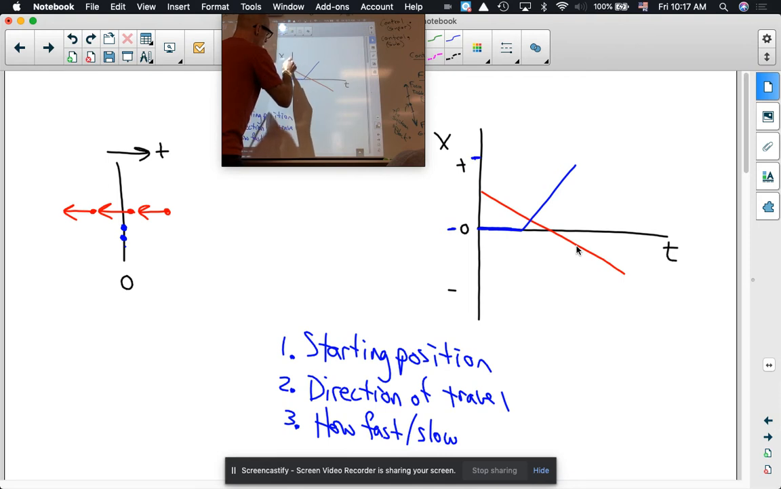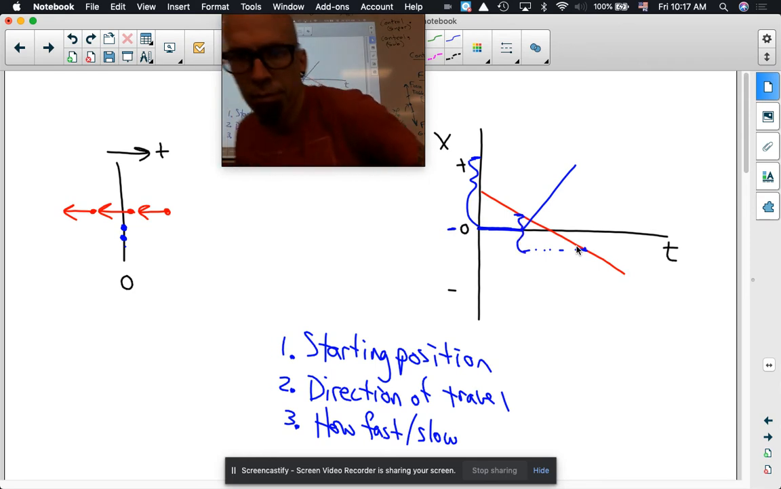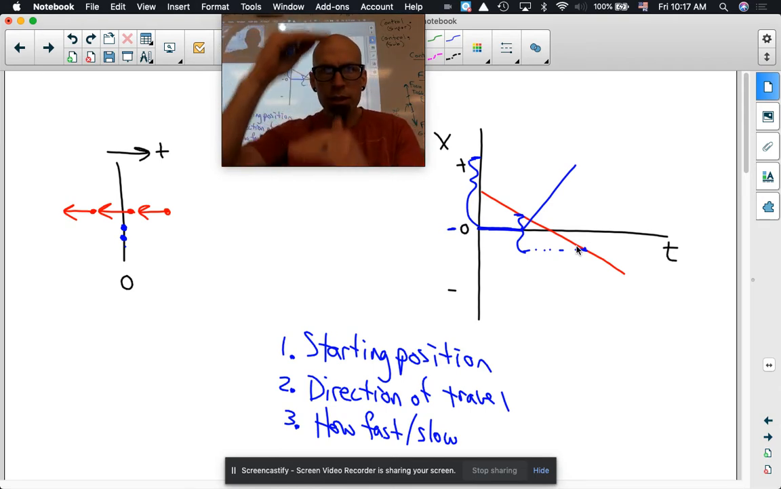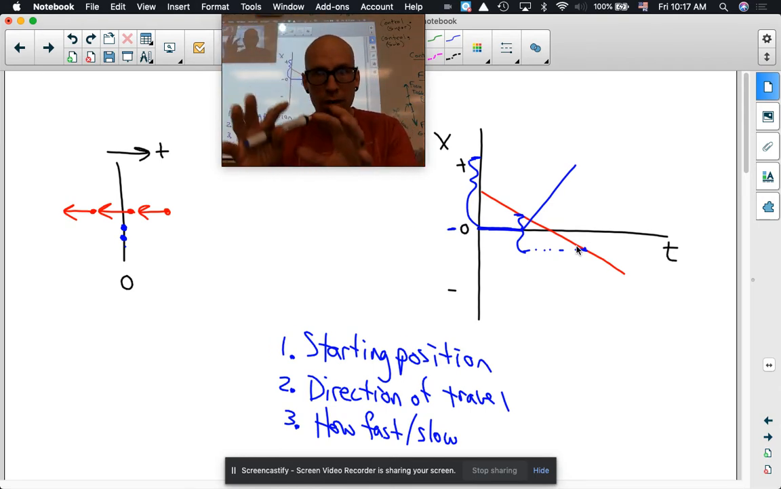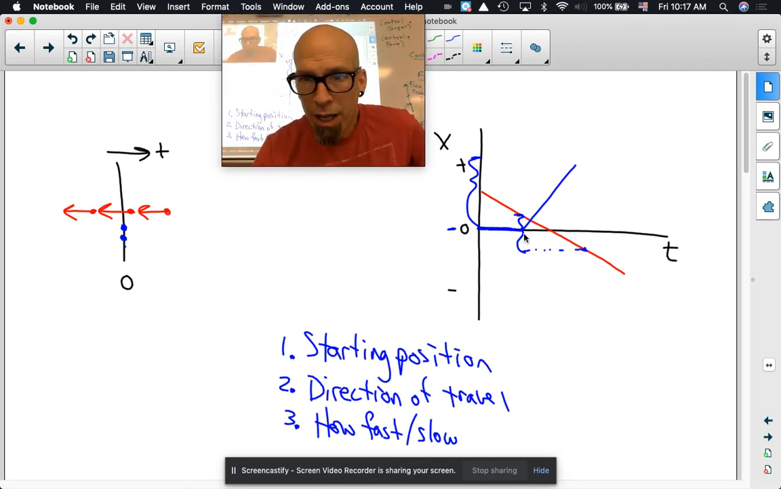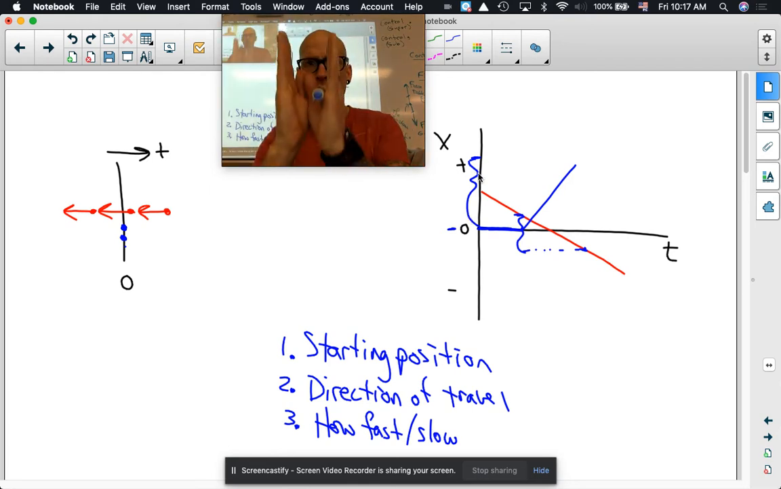The blue one goes from here to here. That's quite a far way. The red one goes from here down to here. That's not nearly as far. Do you see the position? The position is how far it goes up and down on the graph. So the red line doesn't go as far as the blue line does in the same length of time.